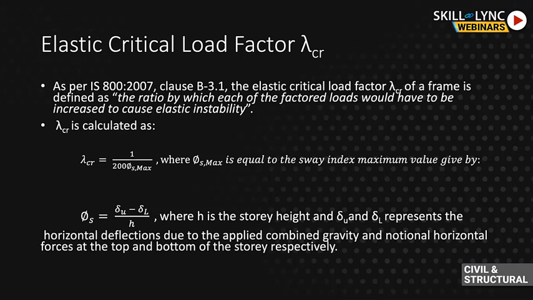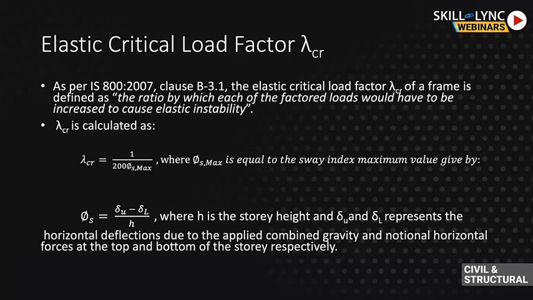So how do you calculate it? The first step is to calculate your notional horizontal forces, and then you add them to the gravity load combination, and then you apply them to your structure. And then for each load combination, you look at the horizontal displacement, and then you calculate the inter-story drift, which is delta U minus delta L divided by the story height. You substitute that into the lambda crit equation, you obtain the lambda crit. So you calculate lambda crit for each story level. Once you have that value, you need to consider the lowest value out of all the floor levels.